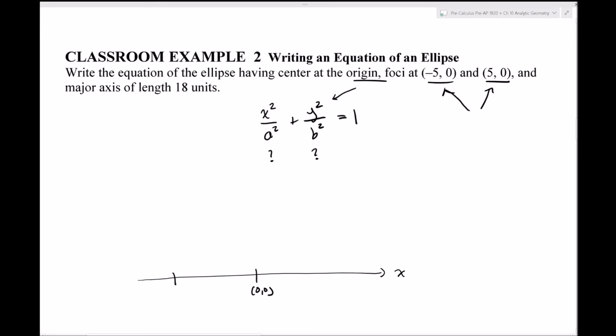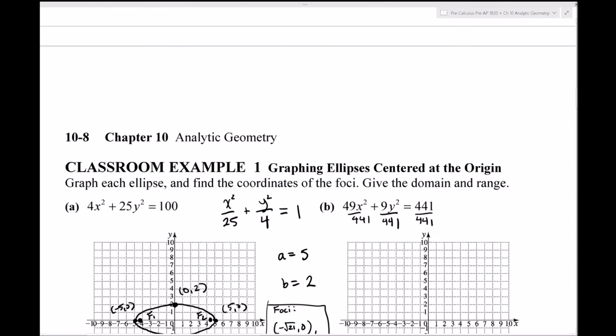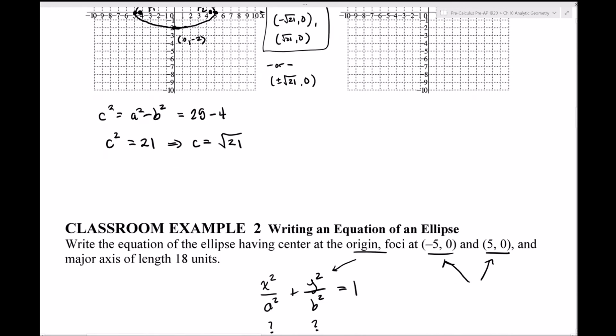So if they didn't tell you where the origin was, and they just gave you the foci, or the vertices, or the co-vertices, you would take the midpoint between those 2 points. If this were a tougher situation, you would take the midpoint of any of those 2 pairs of points, and you would find the center of the ellipse. In this case, negative 5, 0, 5, 0, that's obviously the origin. So negative 5, 0, and 5, 0. Looks like it's very similar to the one that we just did. Negative 5, 0, positive 5, 0.